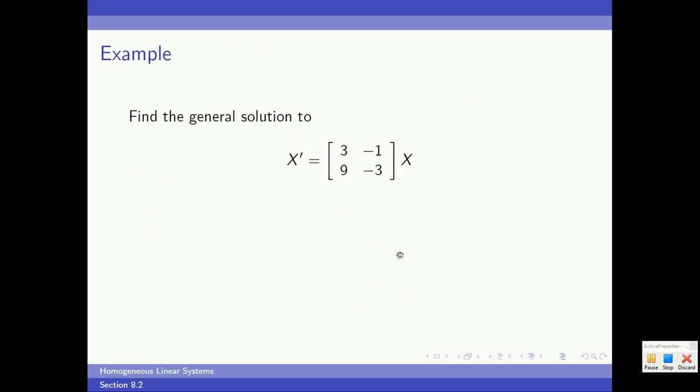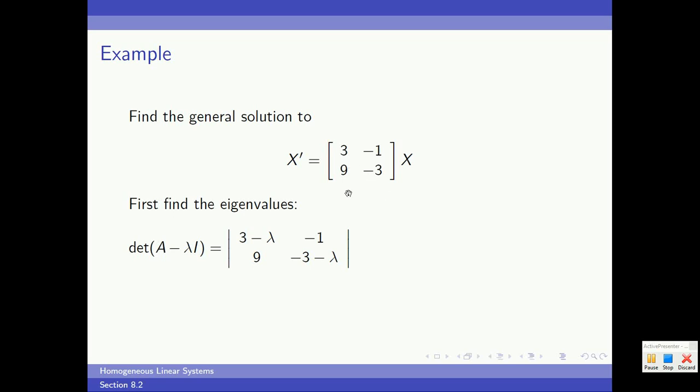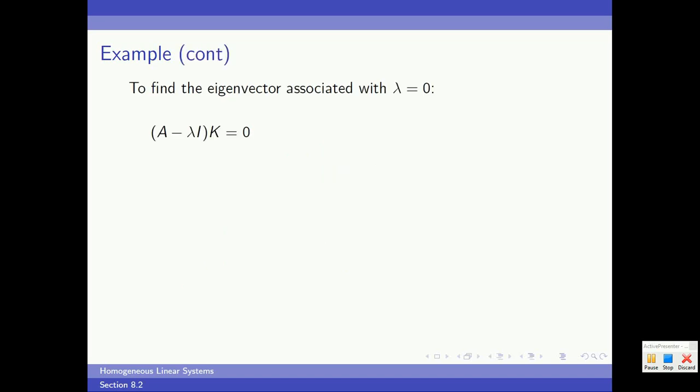Okay, so here is our system of differential equations. So we need to first find the eigenvalues. So again, we take away lambda from the diagonal. All the other entries stay the same. So when we do this, we have 3 minus lambda times negative 3 minus lambda plus 9. This gives us lambda squared equals 0. So we have lambda equals 0 with multiplicity 2.